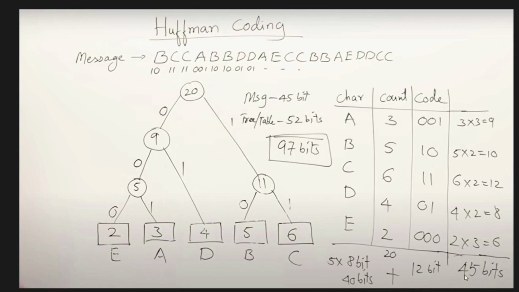Along with this message, I also have to carry this table in memory, so I have to calculate the size of the table. The bits allocated to each character is 8, and as there are 5 characters, the total is 5 times 8, which is equal to 40 bits. I also have to carry the code in our table, so the net code size is 12 bits. Now I have to add all three numbers: 40 plus 12 plus 45. So the total is 97 bits.